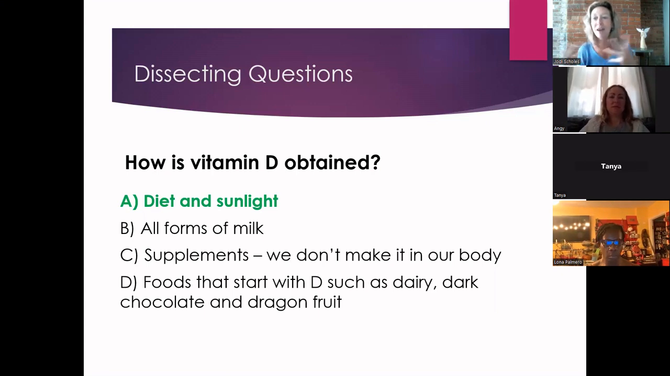Why isn't it milk? Vitamin D in milk, right? Yes and no. Not all milk is fortified with vitamin D. Milk is a great form of calcium. But the best answer here is diet and sunlight. Sunlight is where we get most of our vitamin D. Our body makes it when we have the sunlight. Diet includes eating it, drinking it. So our diet and sunlight. That's why A is the best answer. So if A was not there, and it didn't say all forms of milk, milk is often fortified with vitamin D. So just be careful.